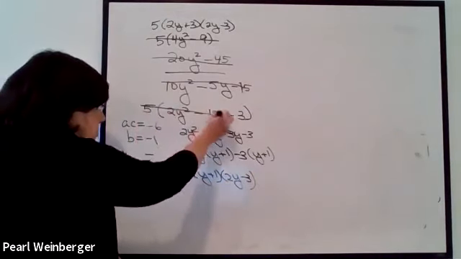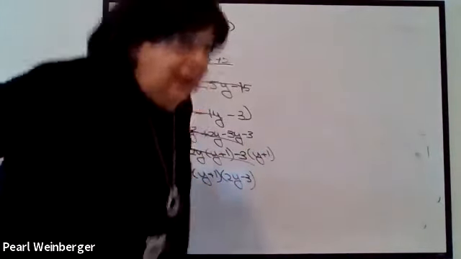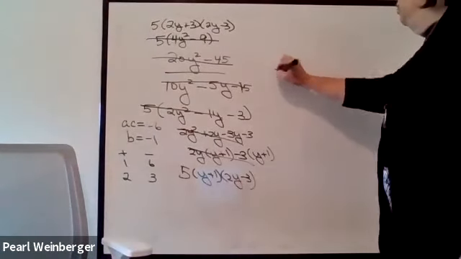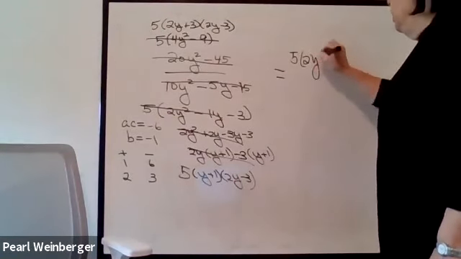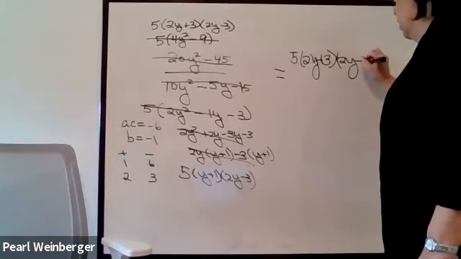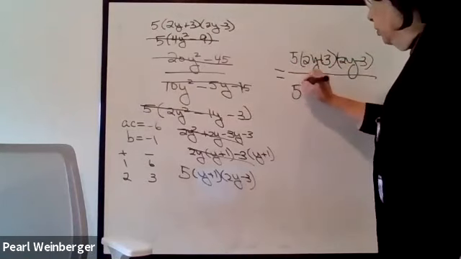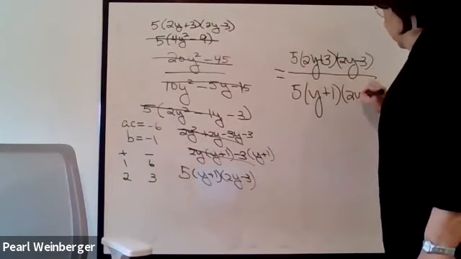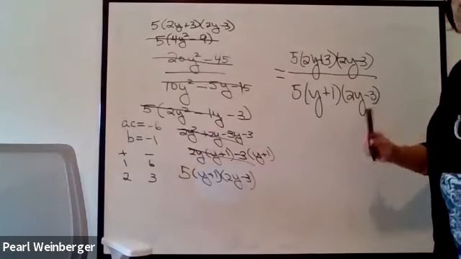Okay, so let's just cancel these all out, and I'm going to rewrite what I have here. When I have completely factored the numerator, I have a 5, a (2y plus 3), and a (2y minus 3). That's my numerator. In my denominator, I have a 5, a (y plus 1), and a (2y minus 3). And now I'm going to try and cancel out like factors.